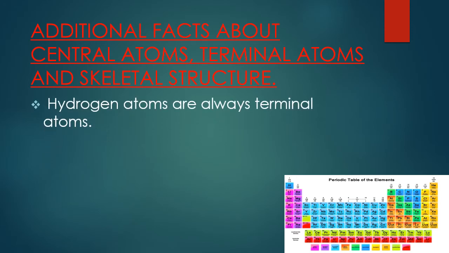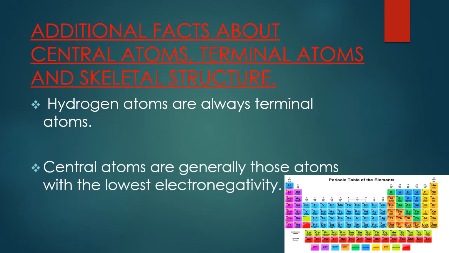Hydrogen atoms are always terminal atoms, since hydrogen can accommodate a maximum of 2 electrons. Because of this, it can bond to only one atom. Central atoms are generally those atoms with the lowest electronegativity. Electronegativity determines the ability of an atom to pull towards itself electrons when it is in a covalent bond with another atom.